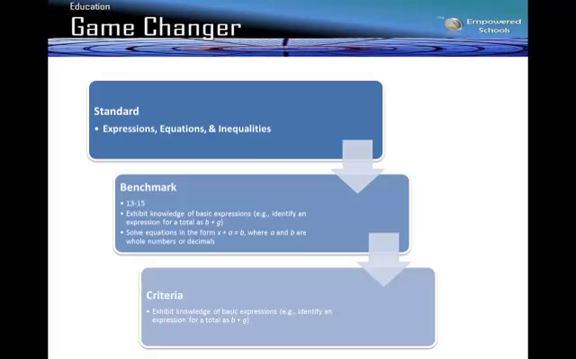Here's an example of what this might look like in an algebra class, and you can see how it cascades from a broader level standard to the benchmark all the way to a criteria. Notice how the benchmark on this one gives us a couple descriptors, and we've pulled only one criteria for the benchmark.